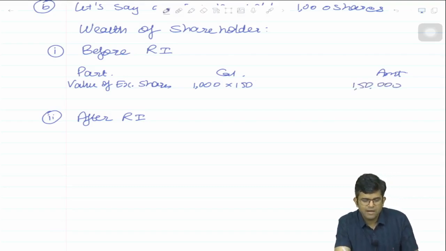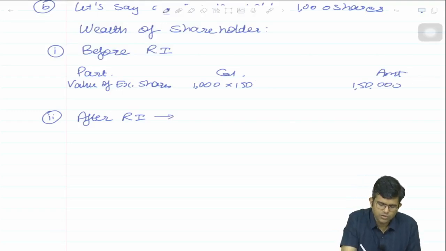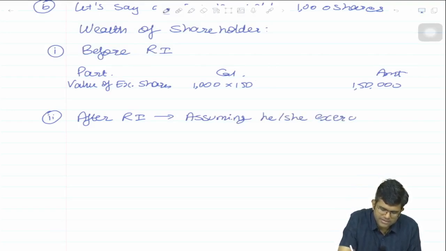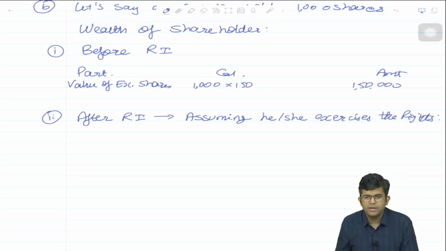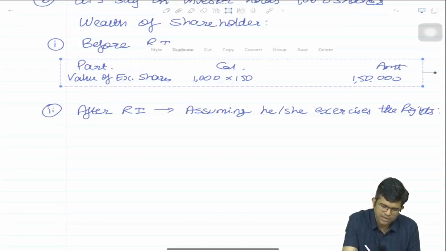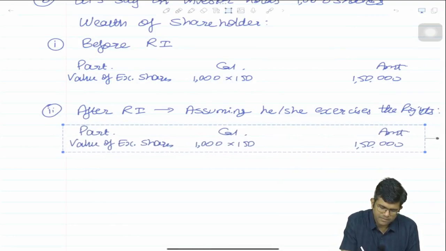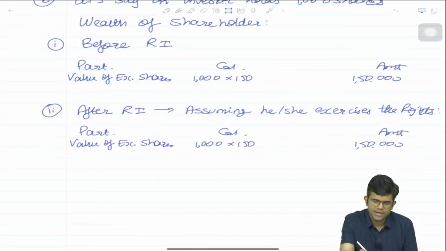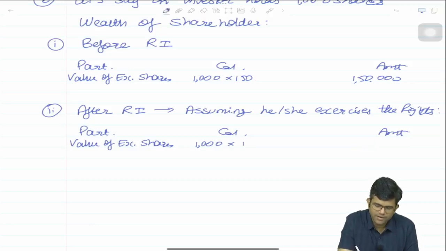Okay. After the rights issue, assuming he or she exercises the rights. Understood the story? Let's say that they exercise the rights. If they exercise the rights, what will be their value, their wealth? Their wealth will be, first of all, the value of existing shares. Now the existing shares value would have dropped from 150 to, can I say, 112.5.